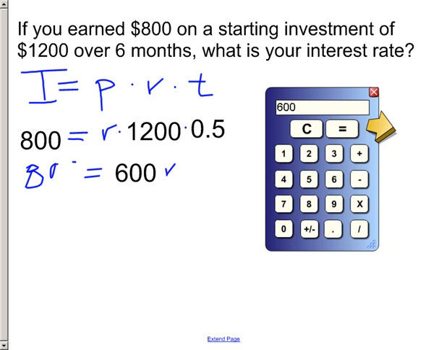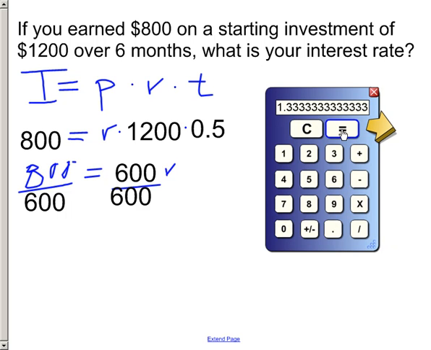To solve for what R is, I need to then divide both sides by 600 in order to figure out the multiplication. So I'm going to do 800 divided by 600 in order to solve for my R. So on my calculator, if I clear it out, I have 800 divided by 600. That's going to equal about 1.33.